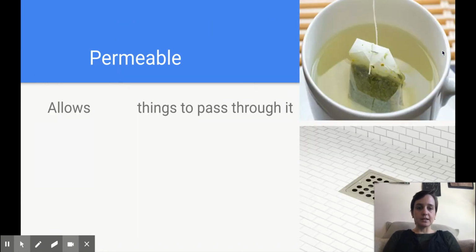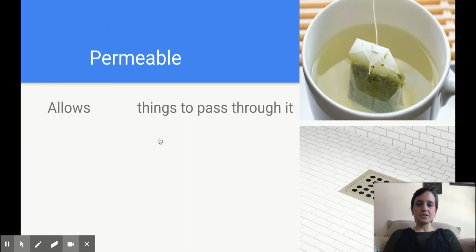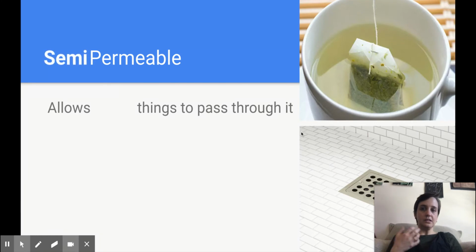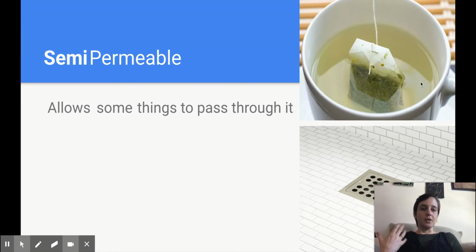Okay. And this is possible because a cell membrane is permeable. This cell membrane that we saw right here allows things to pass through it. Now, we can make this word a little bit more accurate by saying it is semi-permeable, which means it allows some things to pass through it. So, an example would be a tea bag, right? It allows the flavor of the tea to pass through to the water, but doesn't allow the leaves. It only allows some things to pass through it.